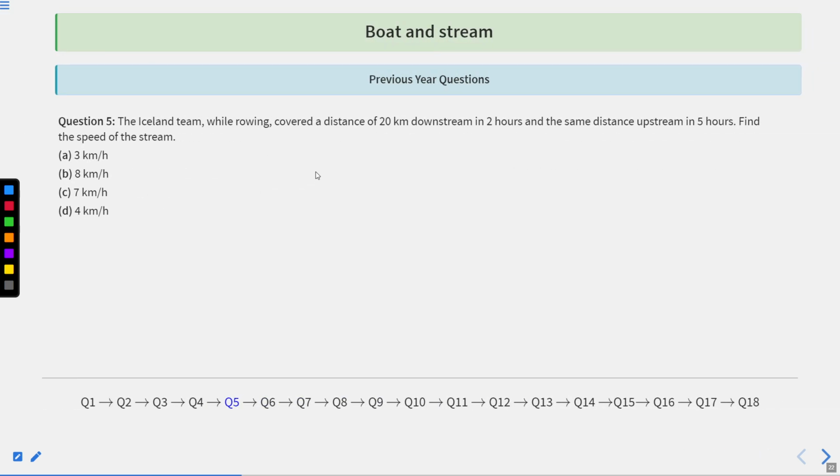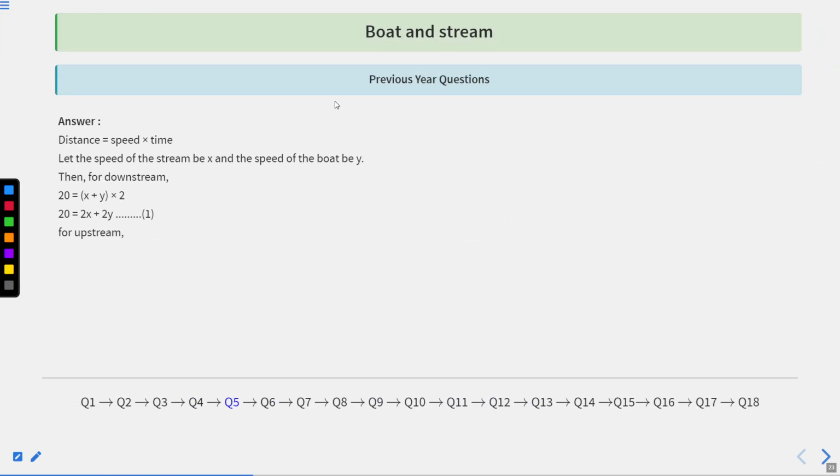Moving ahead with problem number 5. A team, while rowing, covered a distance of 20 km downstream in 2 hours, and the same distance upstream in 5 hours. Find the speed of the stream. So distance equal to speed into time, and this formula will be helpful in this question. So let the speed of the stream be x and the speed of the boat be y.